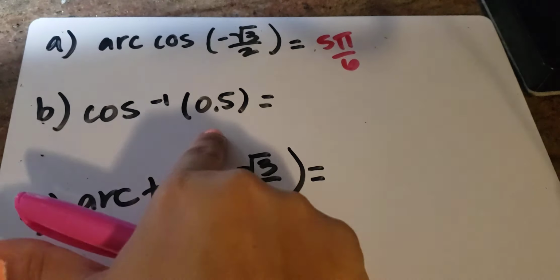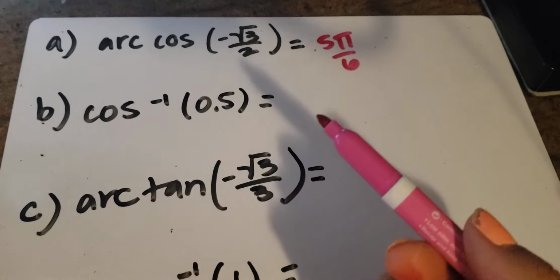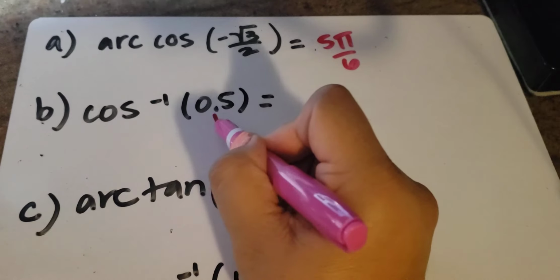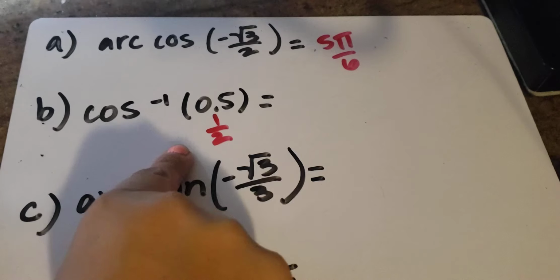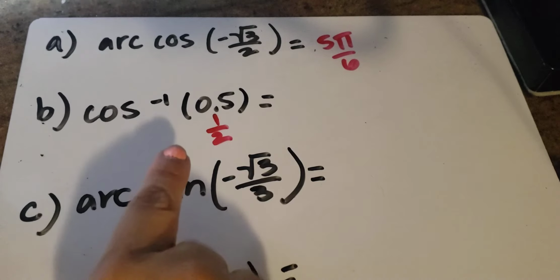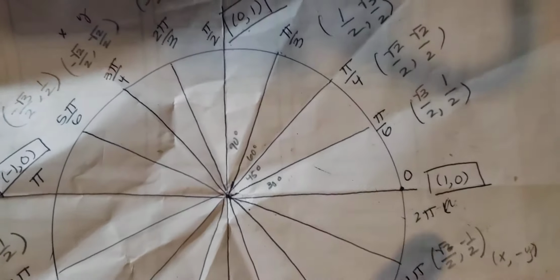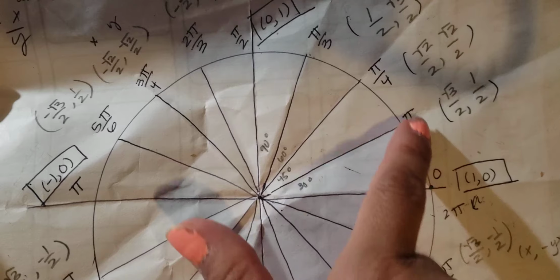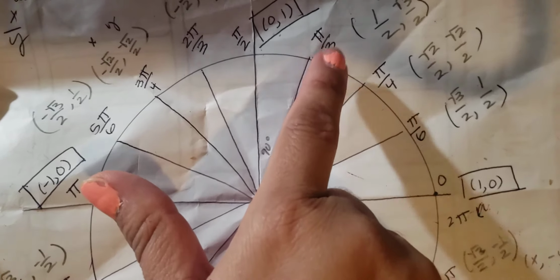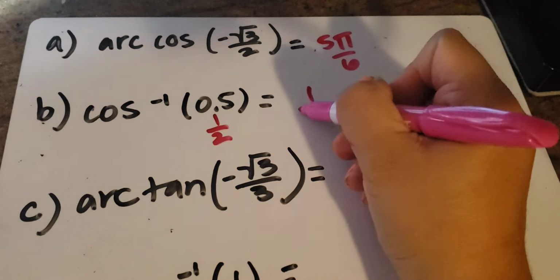Cosine inverse of 0.5. Remember, you're not going to see any decimals on your unit circle, but it's the same as 1/2. Okay, so cosine inverse of 1/2. Let's look for the radian that gives us 1/2. So look at your x values. And again, we found it right away, pi over 3. So cosine of pi over 3 gives me 1/2. So this should be 1/2.